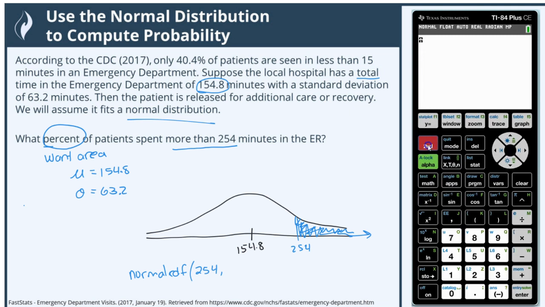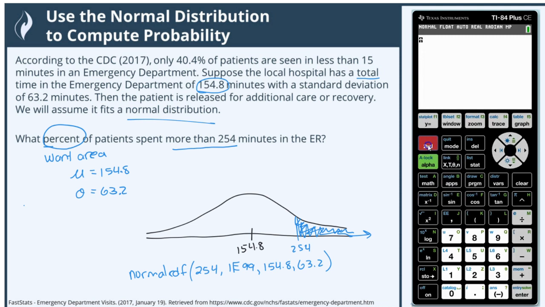Now, we don't typically have positive infinity in our calculator, so we use a very large positive number, which we represent as 1E99. I'll show you how to do that on your calculator. This is scientific notation, saying that you have a 1 with 99 zeros after it. Okay, so it's a large positive number. Then we have to tell it the mean, 154.8, and then comma, the standard deviation, 63.2. Those of you that have to put it this way, you have to know the order in which to input your values.